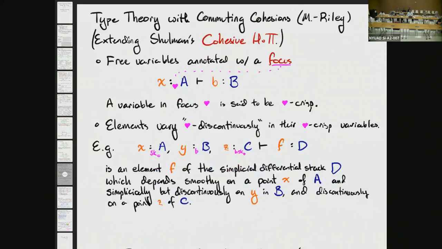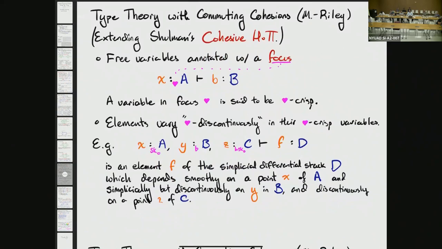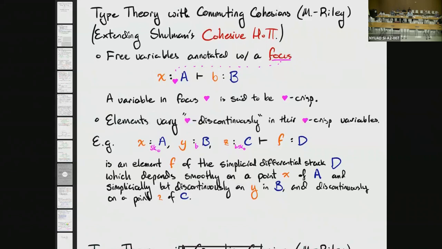So what does it mean to annotate with a focus? If we have a variable annotated with this focus hard here, we say that the variable is hard crisp. When a variable is in focus, it becomes crisp. It's not the pun, it's just another pun. And what it means is that we're going to think about this element b as varying hard-discontinuously in x. So if hard is a particular way to be spatial, then having a hard crisp variable means that the thing that depends on it varies in that way discontinuously. Yeah.